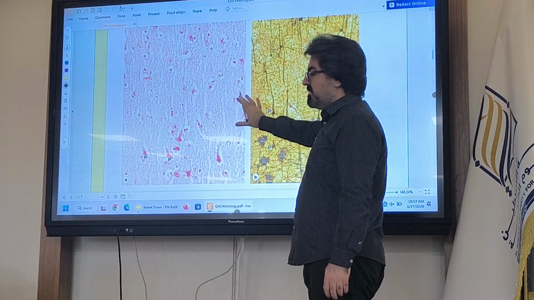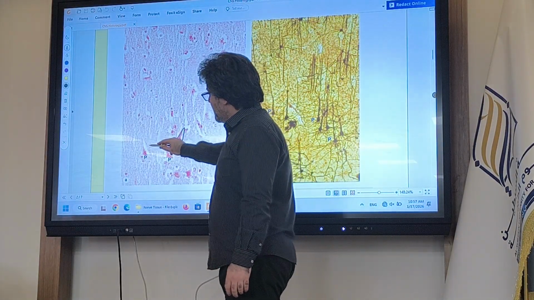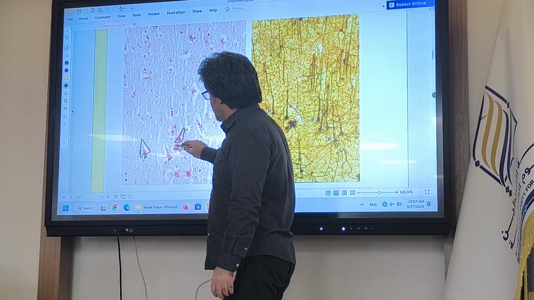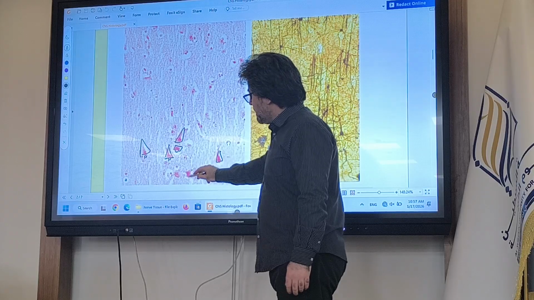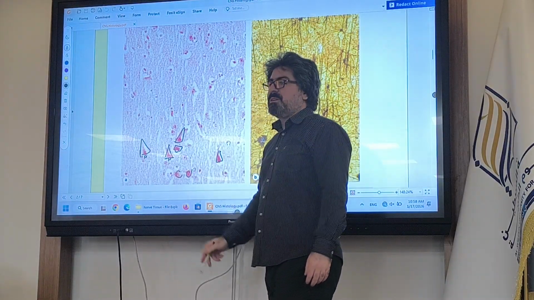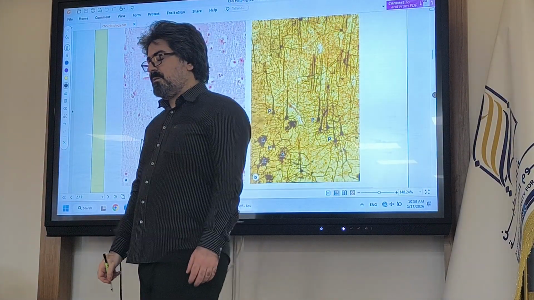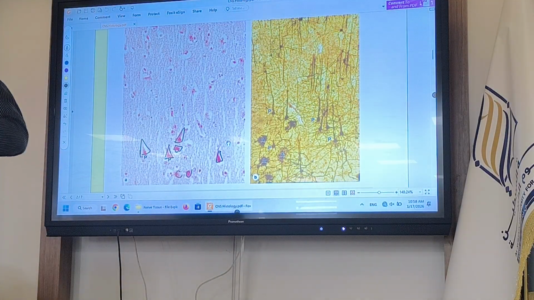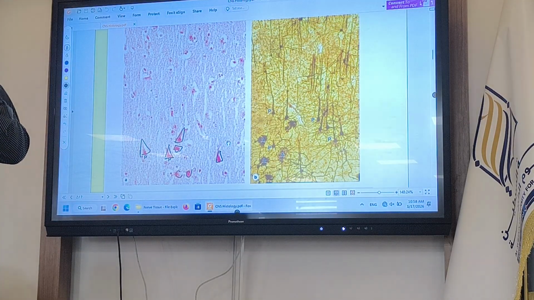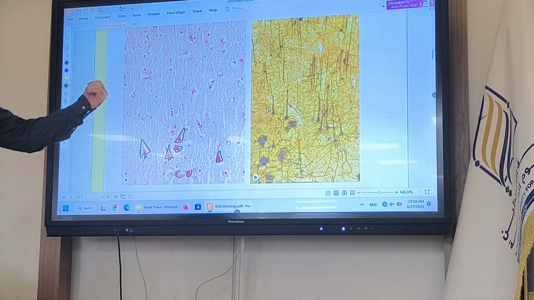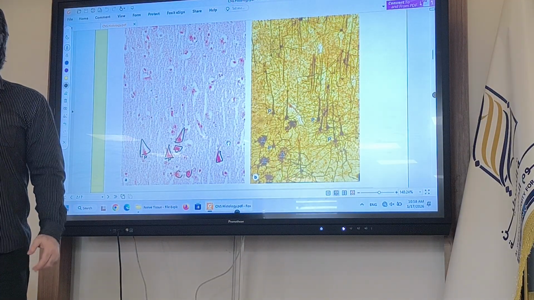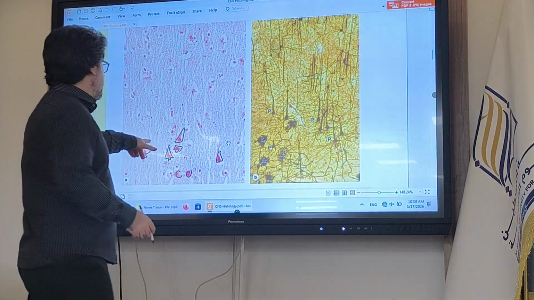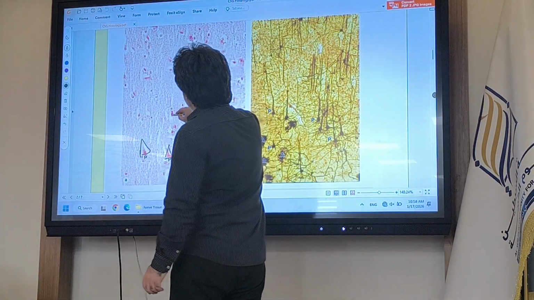But the most important point here is that the functional cells in the cerebrum, in the motor cortex, are these neurons. These are known as pyramidal cells. The motor neuron in the cerebellum is Purkinje. The motor neuron in the cerebrum is pyramidal. In cerebellum, Purkinje. In cerebrum, pyramidal. These are pyramidal cells, and you can also see other cells here.